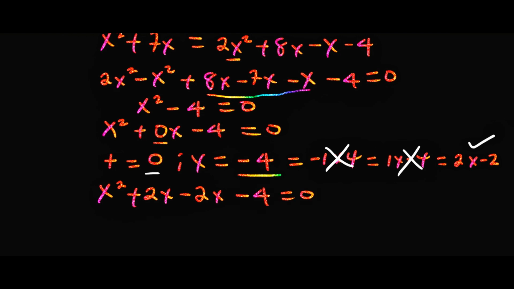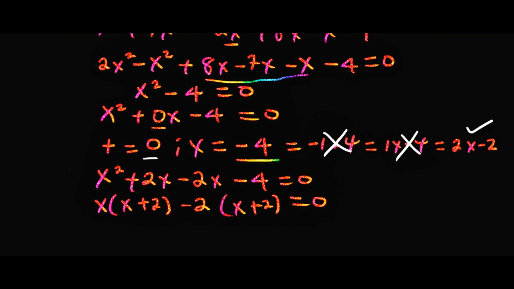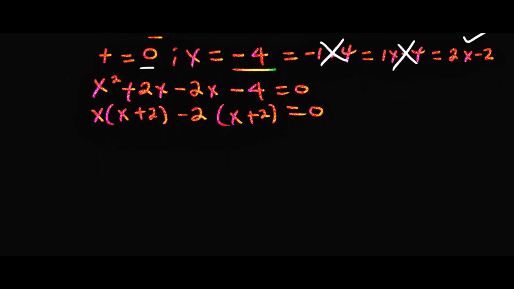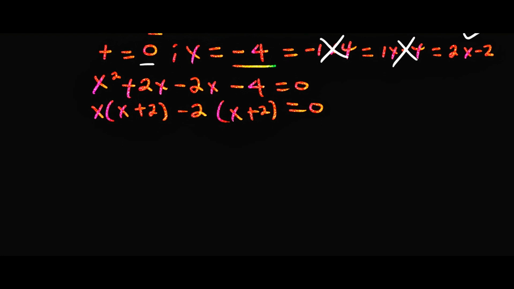The common factor for the first two is x. So we have x into x plus 2. And for the second two, it is minus 2. So we have minus 2 into x plus 2 is equal to 0. The next thing is just to take the ones that are outside the bracket. That is x minus 2. And we pick one between these two, that will be x plus 2.